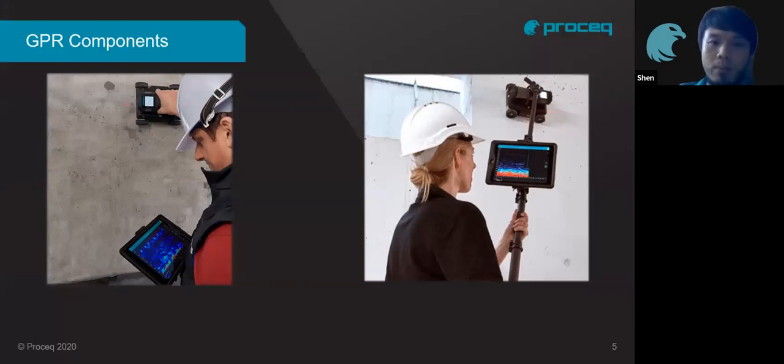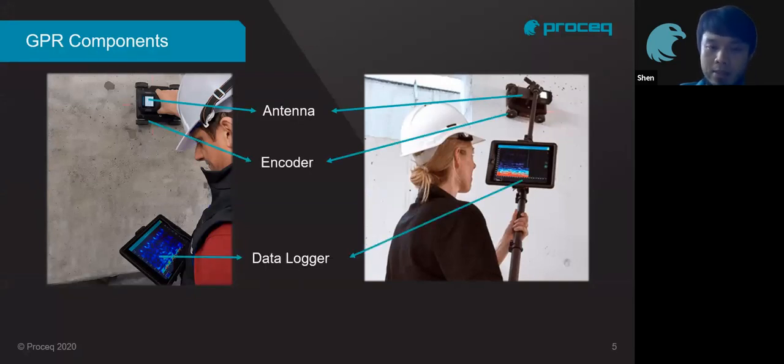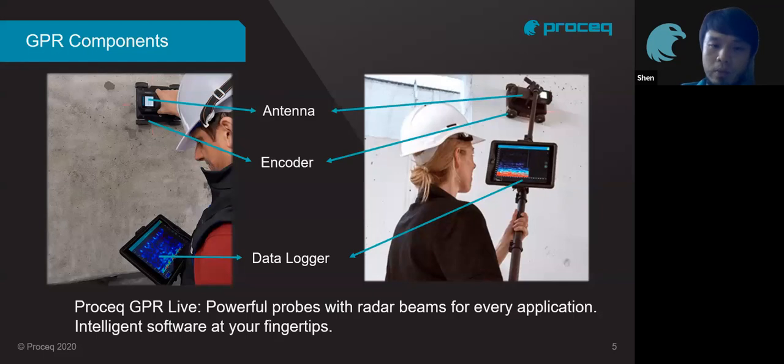Right. So a GPR has very simple components. First, we have the antenna. Second, we have the encoder. With these, it is used to capture data and then pass it on to a data logger, which in the case of ProSec is an iPad. Using an iPad has its pros. We have a powerful probe together with powerful software on the iPad, so we have intelligent software at our fingertips. With this combination, we are able to perform many unique and special applications.